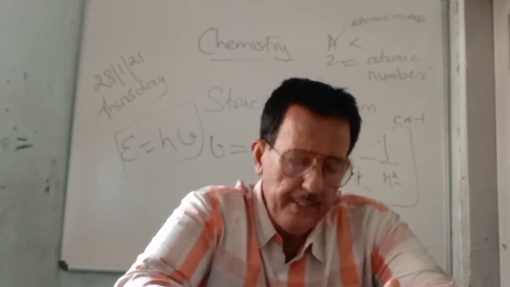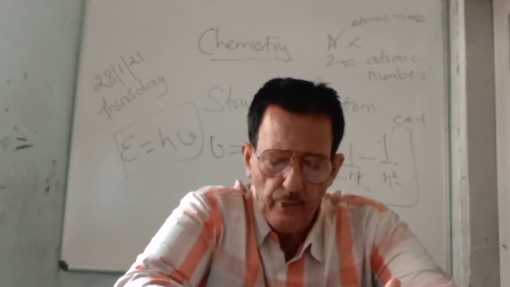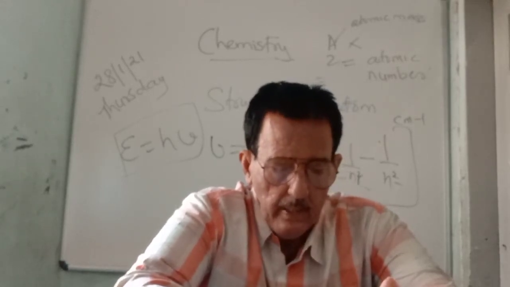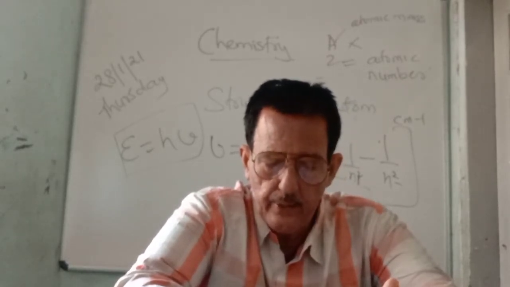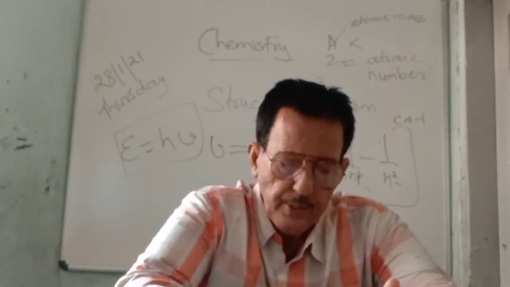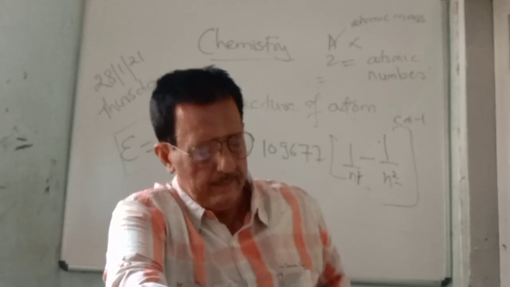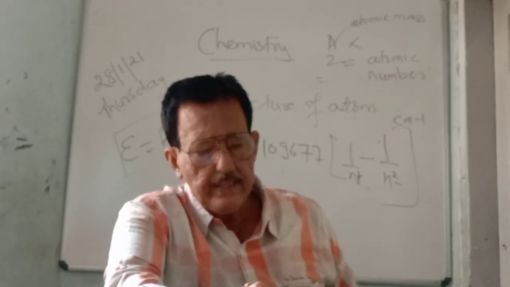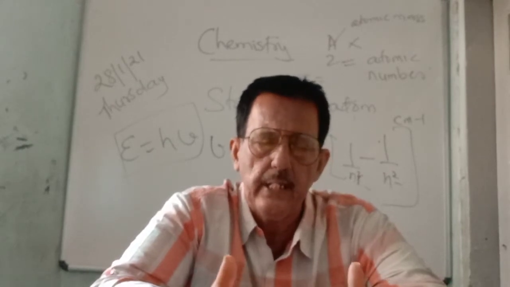Now uranium. Uranium is 238. The protons are 92, neutrons are 146 and electrons are 92. Oxygen is 18. Mass number 18, protons 8, neutrons 10 and electrons 8. Radium, mass number is 223, protons are 88, neutrons are 135 and electrons are 88.